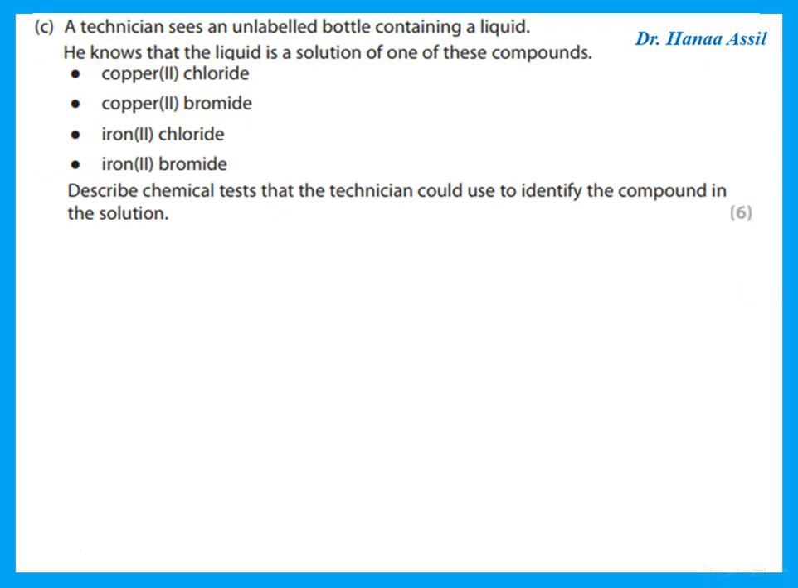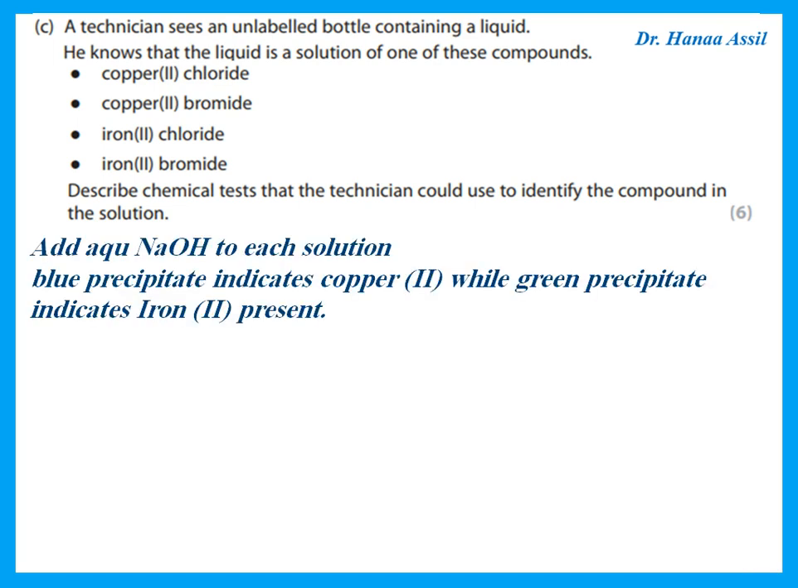A technician sees an unlabeled bottle containing a liquid. He knows that the liquid is a solution of one of these compounds. So either it is copper 2 chloride, copper 2 bromide, or iron 2 chloride, iron 2 bromide. Describe chemical tests that the technician could use to identify the compound in the solution. So what can we do? He's telling me that it can either be copper 2 or iron 2. How do we distinguish between them?